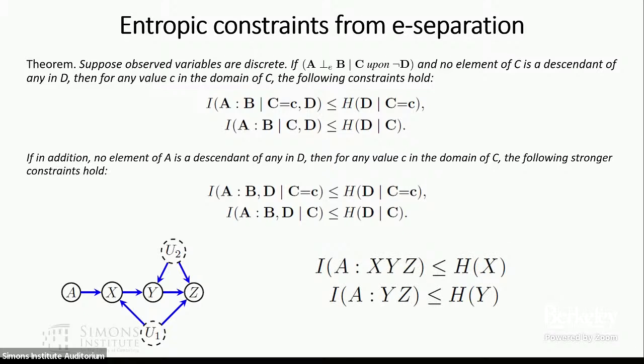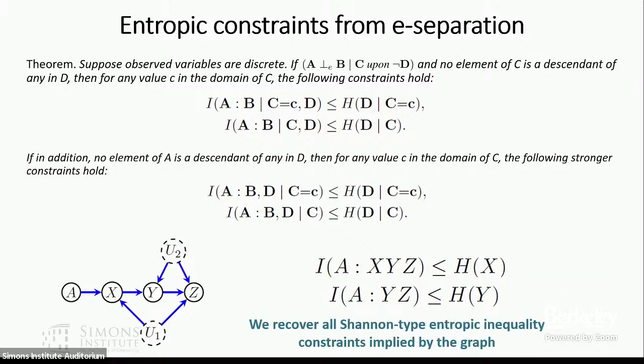So you can see that I use the stronger version of the theorem here. The conditioning set is just an empty set here. And we have the mutual information between A and Y and Z in this case. And in the second case, we're talking about mutual information between A and Z, sorry. So we have these two inequality constraints, and it turns out that in this particular example, we recover all Shannon-type entropic inequality constraints implied by the graph. So these are the same constraints that you will get just using the quantifier elimination technique, which is great because obviously this is a way faster way of getting the constraints.